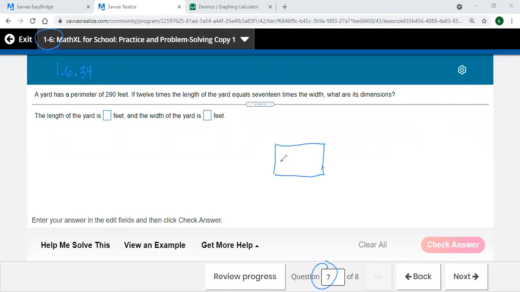And it says the perimeter is 290. So if the short side's the width, right? Long side's the length. And so if we were writing an equation right now for this, I have a W plus an L plus a W plus an L, which is 2 W's and 2 L's, and they add up to the 290. So that's the first thing I do.